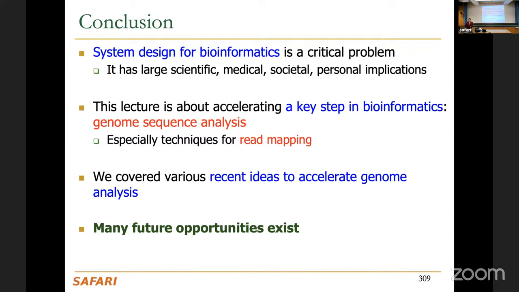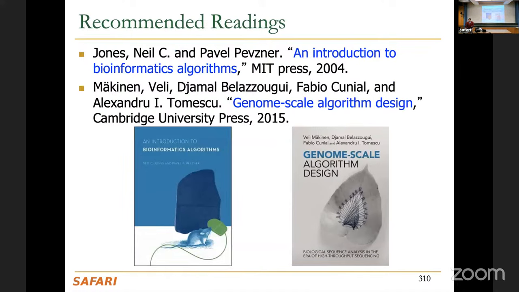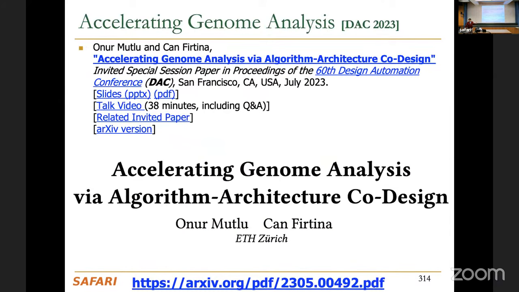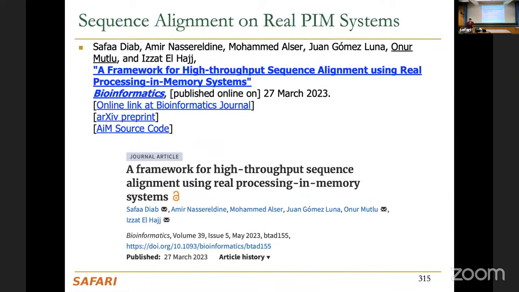So if you're interested in learning the algorithms in genomics and bioinformatics, I would strongly suggest you take a look at these textbooks. And there are some overview readings that you can look at. This is a very recent paper where we summarize these efforts. And this is a paper where we implement an alignment algorithm in real PIM.